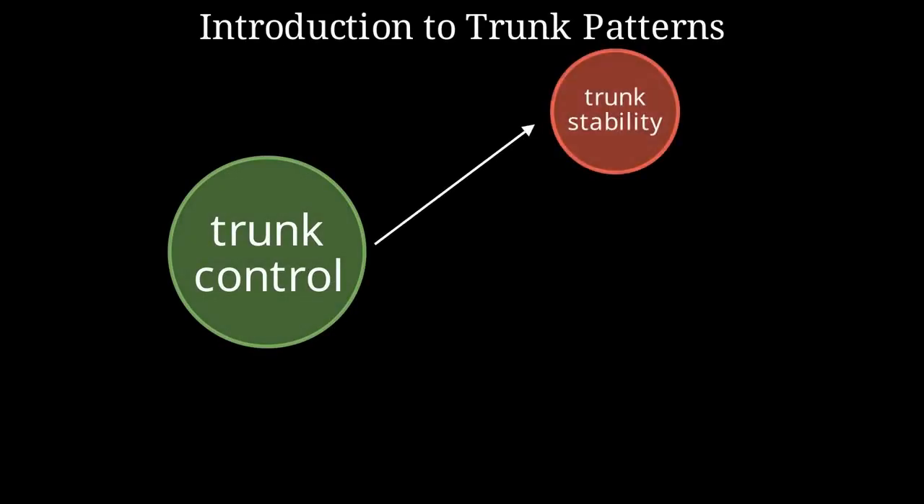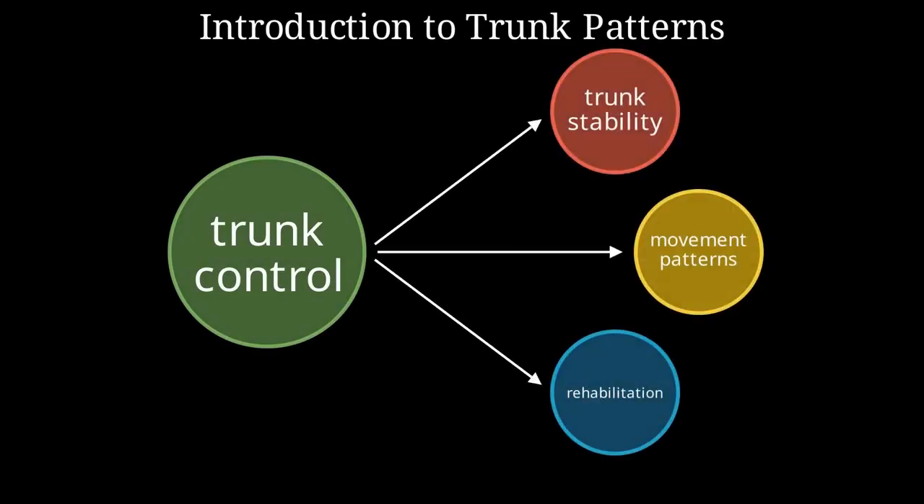A strong trunk is essential for functional movement. Trunk control forms the foundation for limb motion, and instability in the trunk makes normal movement impossible. Strengthening trunk muscles not only improves trunk stability but also indirectly benefits the neck, scapula, and hip muscles. This chapter explores various trunk movement patterns and their applications in rehabilitation.